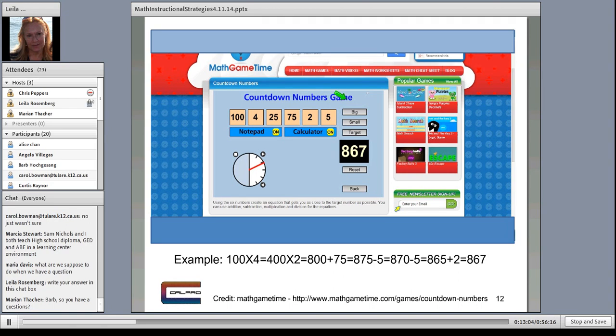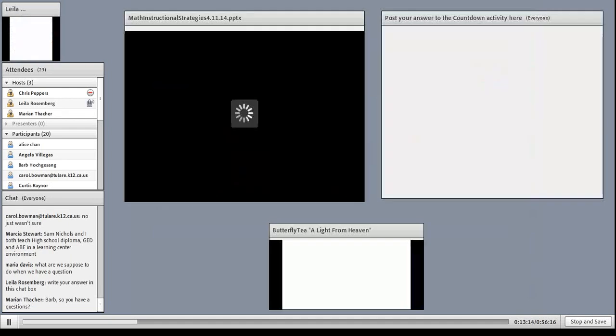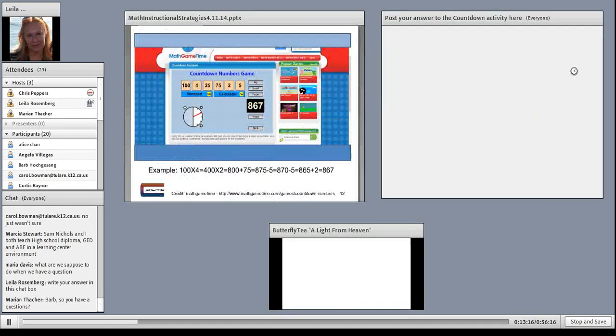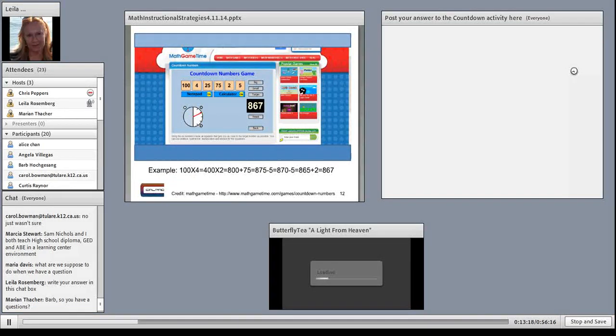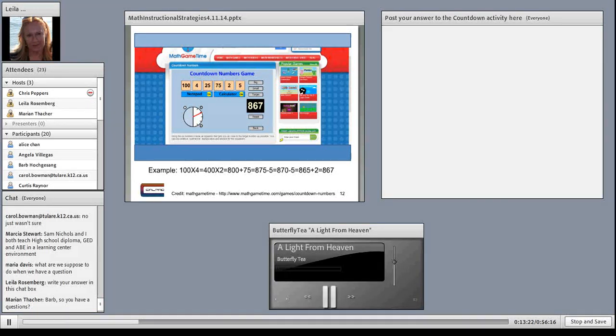So I will give you 2 minutes to think of a way to get to 867. Then please write in the open chat box how you reached the target. I'll be quiet for 2 minutes as you try to do this. Don't forget to write your calculations in the chat box, okay? You're welcome to use a calculator if you want. So let's start.